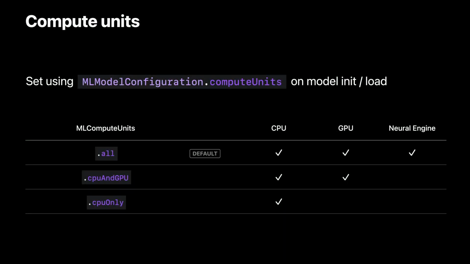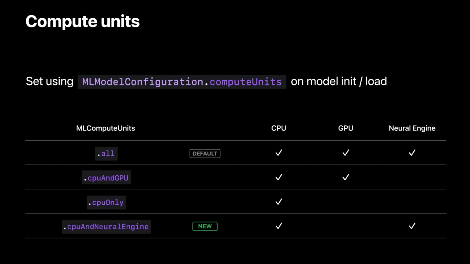Next is a new compute unit option. CoreML always aims to minimize inference latency for the given compute unit preference. Apps can specify this preference by setting the ML model configuration compute units property. In addition to the 3 existing compute unit options, there is now a new one called CPU and Neural Engine. This tells CoreML to not dispatch computation on the GPU, which can be helpful when the app uses the GPU for other computation and hence prefers CoreML to limit its focus to the CPU and the Neural Engine.